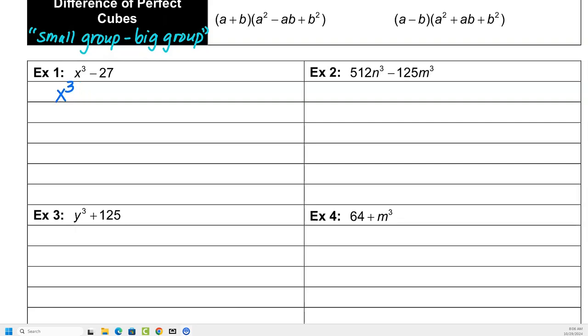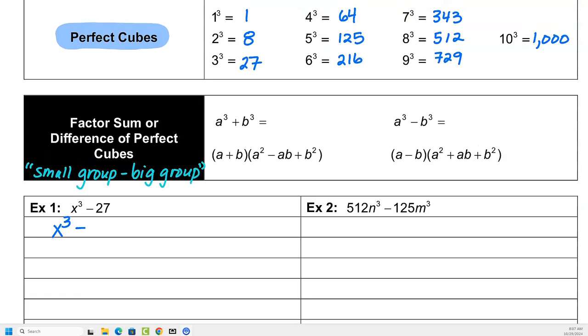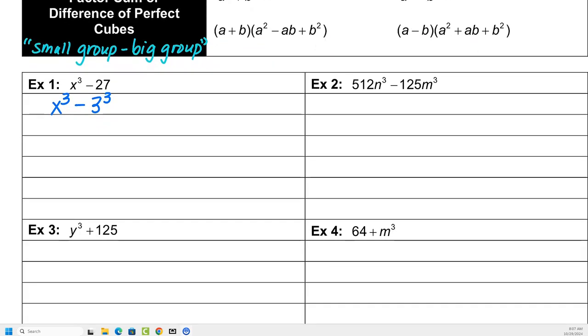So what about 27? Is 27 a perfect cube? We look up above, right? We can see it's right here. It's 3 cubed. So hopefully you're memorizing that. And so then I'll just write it this way, as 3 cubed. So this is the difference of perfect cubes, isn't it? So what I'm going to do is I'm going to think small group, big group. So I need a group big enough for 2 and a group big enough for 3 terms. Are we okay with that?